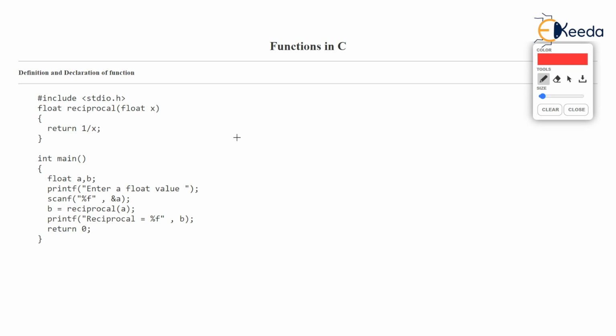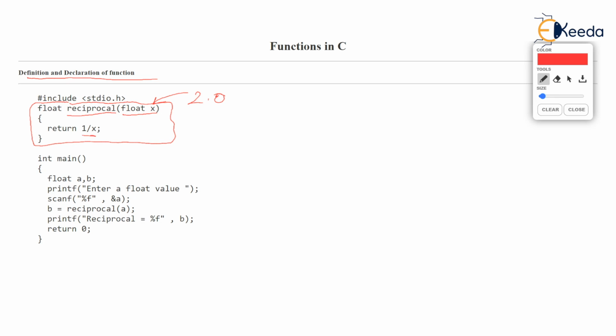Now, to explain what is definition and declaration of function, I have defined a very simple function. I just don't want to go into the complications of the function body itself and what the function does. So I have written a very simple function here called reciprocal. That's the name of the function, and it takes one float parameter, float x. If we pass some value, let's say 2.0, then the function will return 1 upon 2.0.